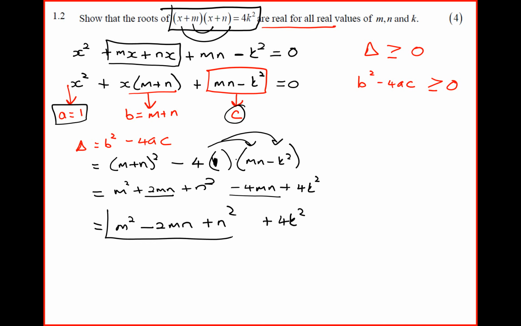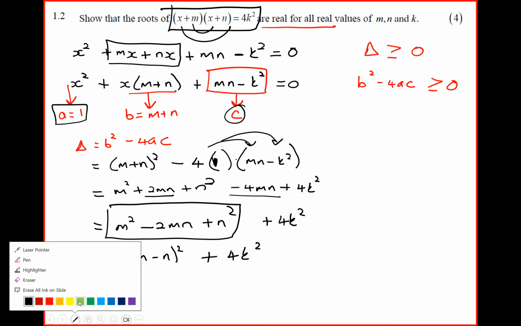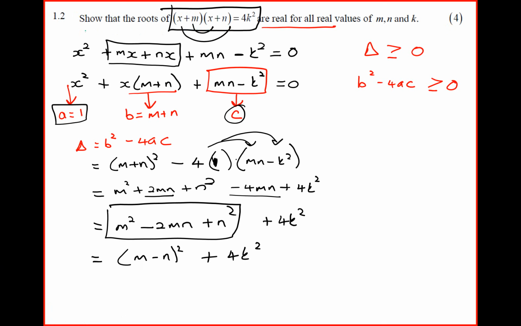So we know the first three form a trinomial, and that gives me m minus n all squared plus 4k squared. Now, if you read the question, if we get to that step, we could get 3 marks. But the question says show, which means we are trying to prove. So when a question says show, it means prove. We want to show that what we have here is greater than or equal to 0.